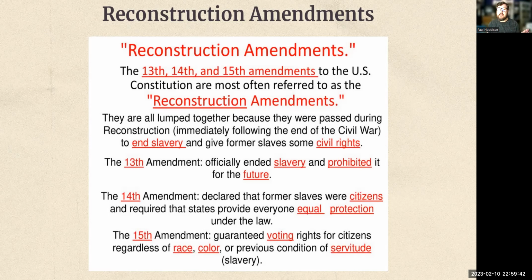So it doesn't really do anything with it, doesn't change that because it's already not there, but it frees all of the slaves and says that slavery cannot exist again in the future. You can't bring it back.